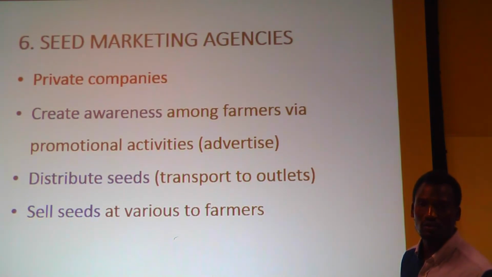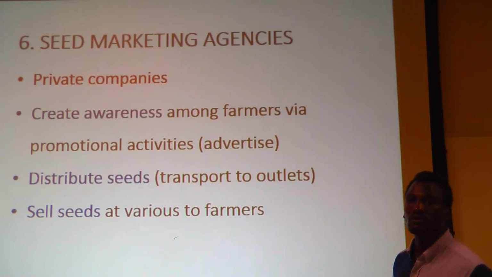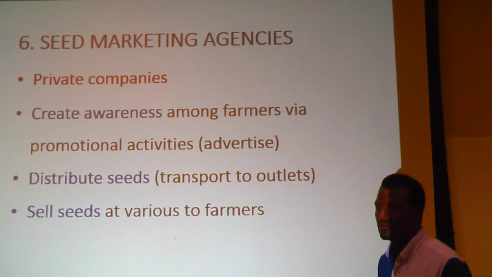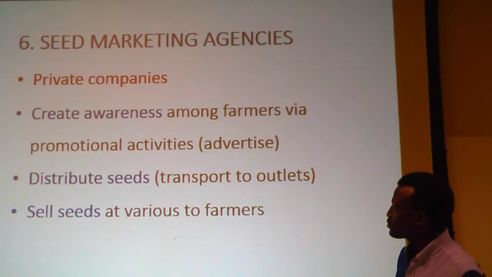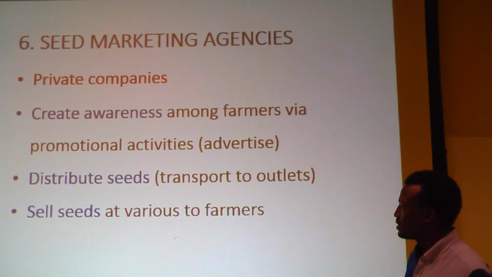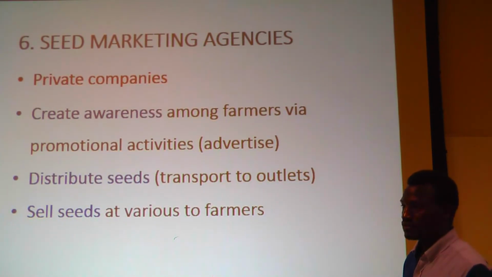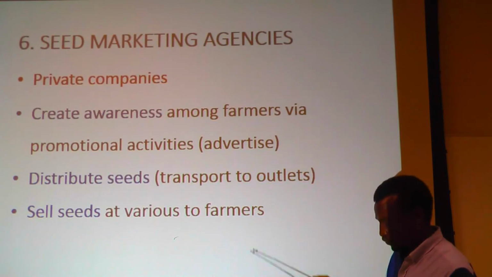They distribute seeds in form of transportation from one point to the other. A seed is not always produced where it is consumed. Sometimes it can be produced in one area, and then it can be consumed in an area that is maybe 100 kilometers or 1,000 kilometers away from the production area, so it has to be transported. So the marketing agencies have to do that. Or they can also do sales at various outlets when seed is delivered. So this marketing can also act as a selling agency to farmers.